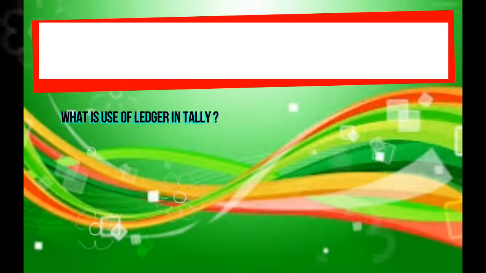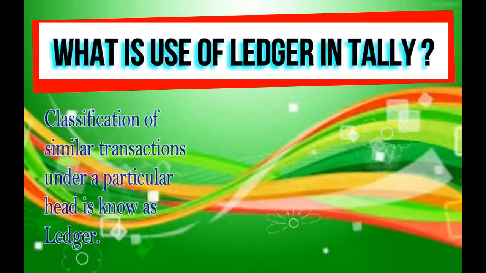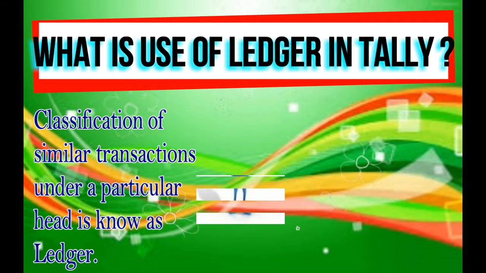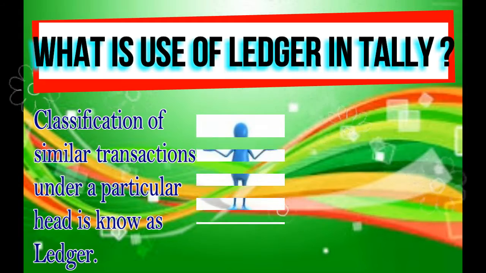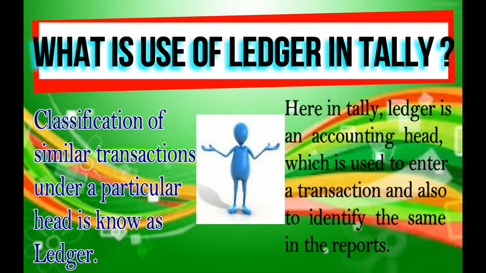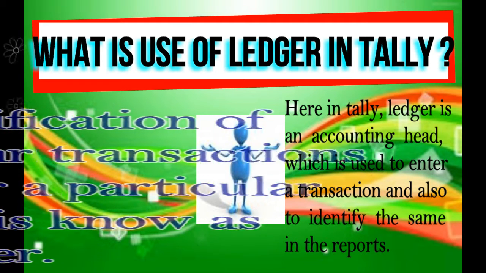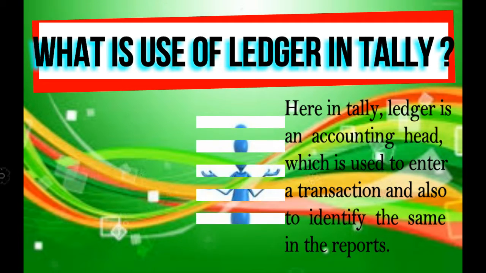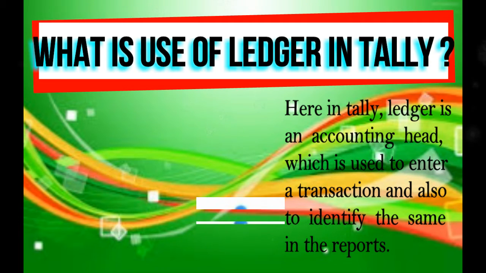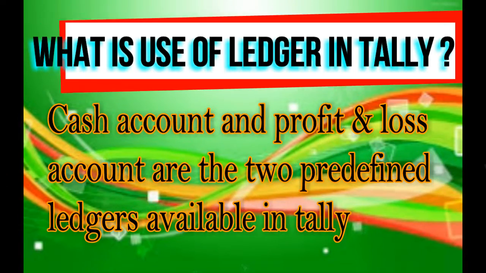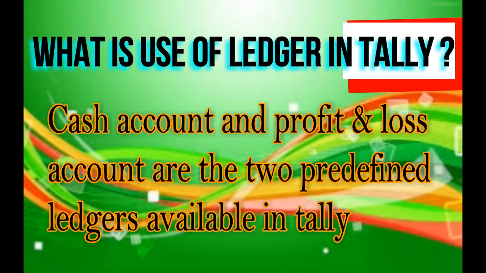What is the use of ledgers in Tally? Classification of similar transactions under a particular head is known as a ledger. In Tally, a ledger is an accounting head which is used to enter transactions and also to identify them in the reports. Cash account and profit and loss account are the two predefined ledgers available in Tally.